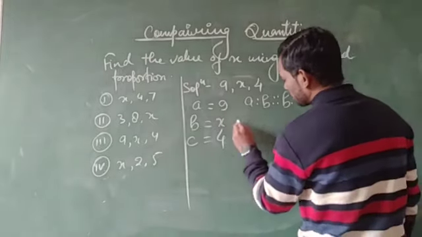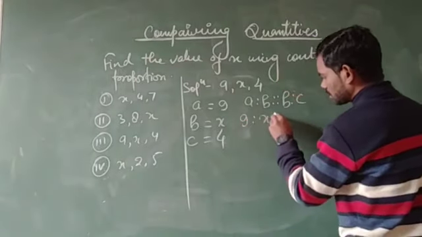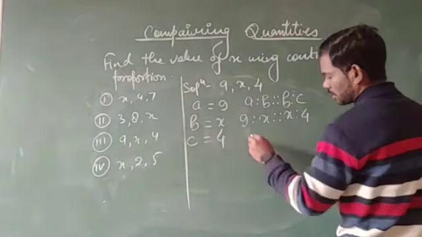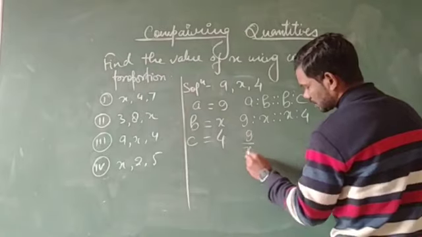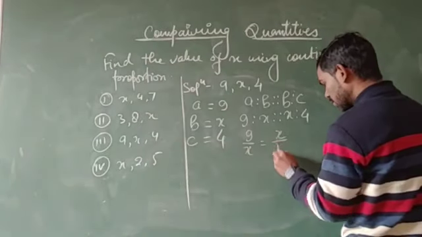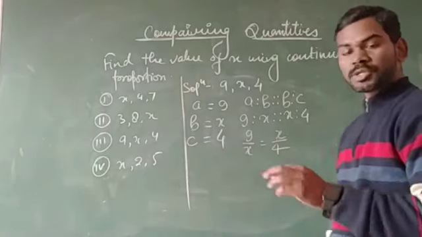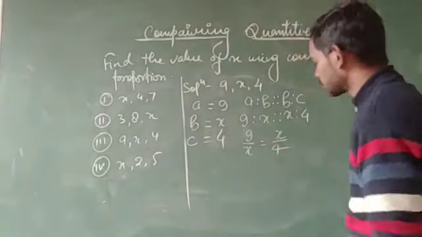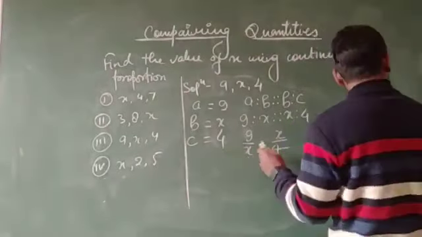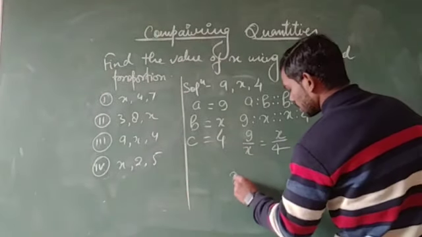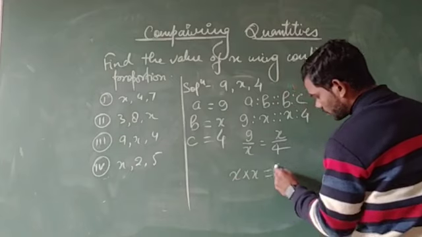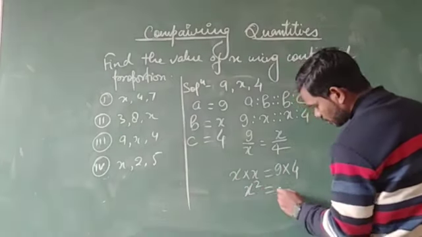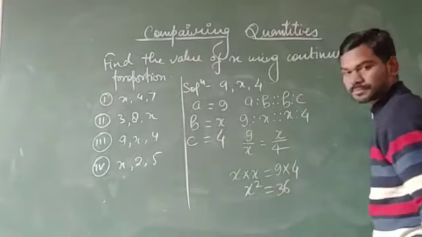So here we put the value of a as 9 is to x proportional to x is to 4, or it may be written as 9 upon x equal to x upon 4. Since both ratios are in proportion, their fractional forms will be equal. Now do the cross multiplication. We get x into x equal to 9 into 4, or x square is equal to 36.